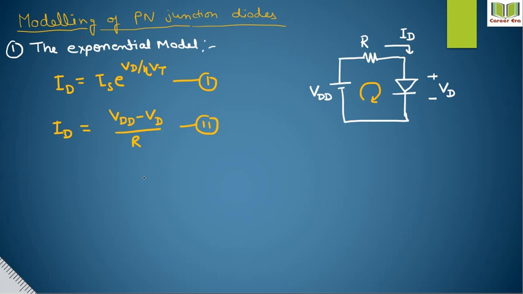Now we will discuss this model by drawing the current equation from these two. This is the current I, and the x-axis represents the V. If we draw the exponential current, it will be like this.